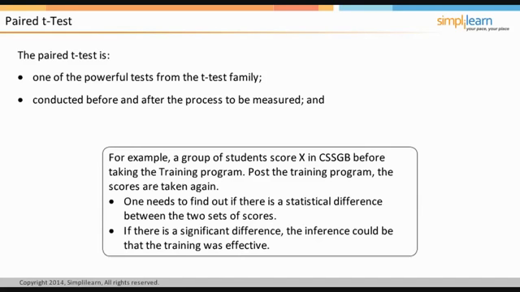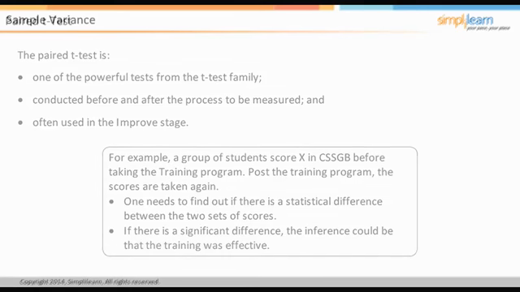It is important to note that the paired t-test interpretation shows the effectiveness of the improvement measures. This is the main reason why paired t-tests are often used in the improve stage. Let us learn about sample variance in the following screen.